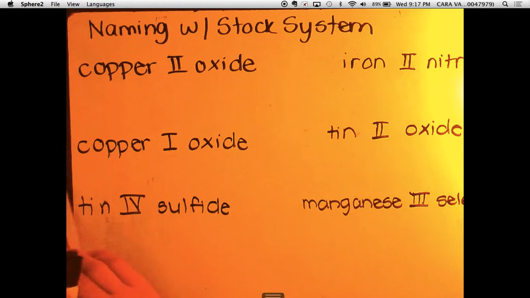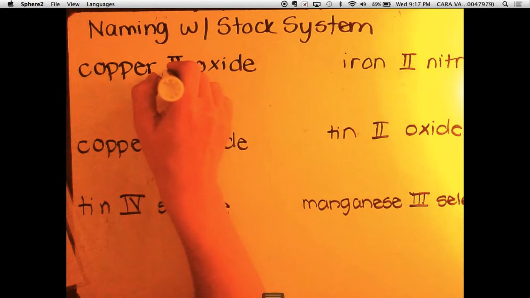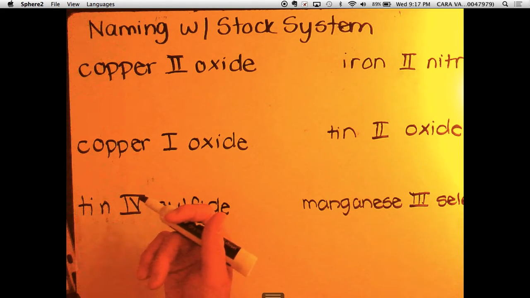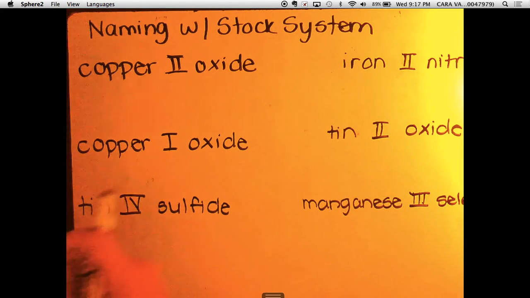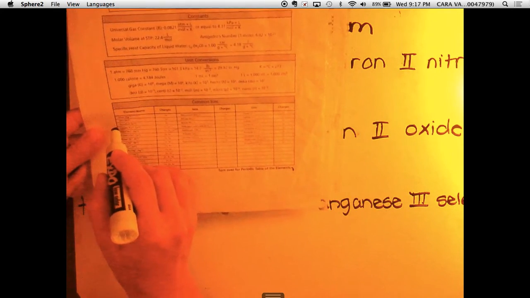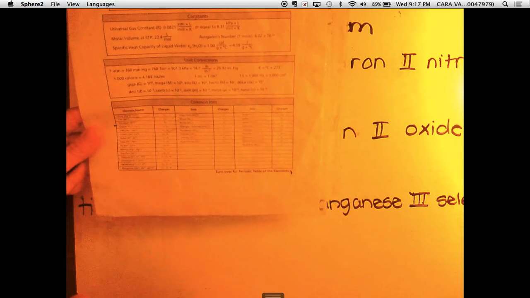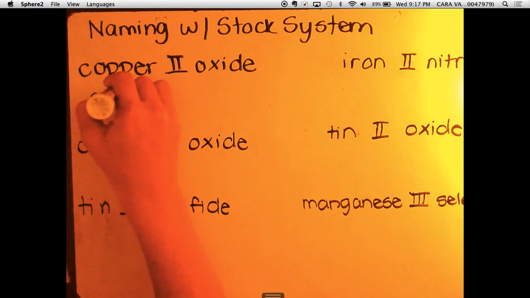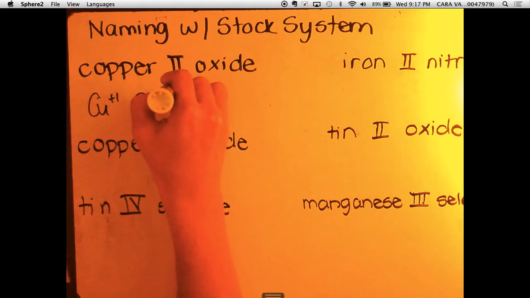So let's take a look at copper 2 oxide. We see this 2 right here, and students are always like, what in the world? Why is there a Roman numeral there? Well, that Roman numeral is to tell you what the charge is on the copper. Okay, if you look at your sheet that looks like this, and you find copper, fourth one down, you see that copper can actually have a charge of +1 or +2.